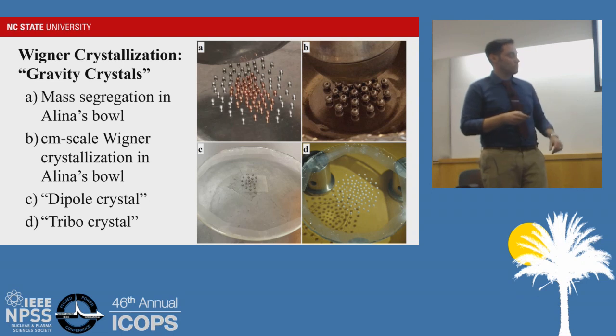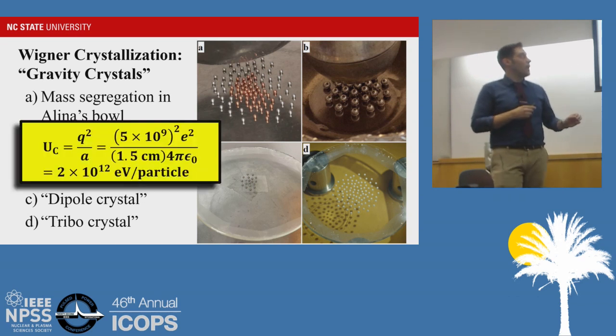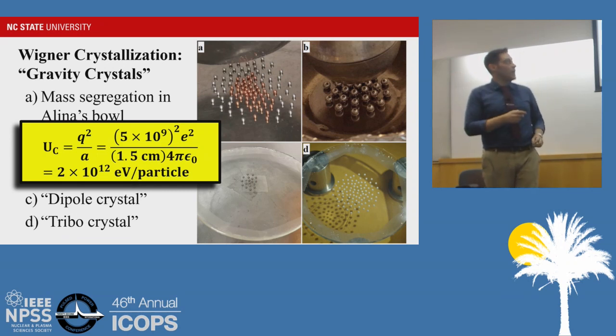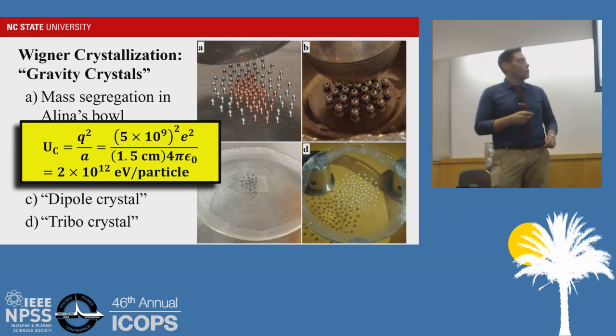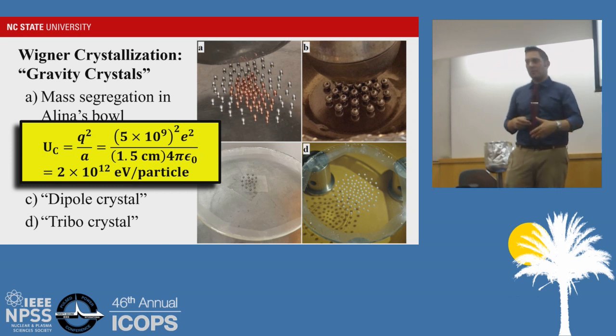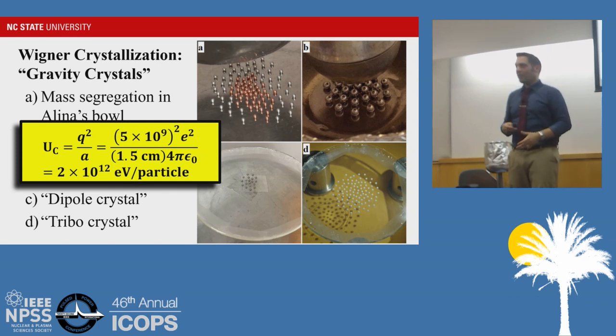So I did make a promise of an exaggerated number last time, and I said that the Coulomb energy for each particle, if you calculate it, these balls over here have about 5 billion elementary charges on them. So if you put that into our equation for electrostatic energy, that's 2 times 10 to the 12 eV per particle. I mean, that beats the heck out of a white dwarf star. A white dwarf star is only like 10 to the 5 or something like that. This is a lot more. Granted, the particles are a little bigger.